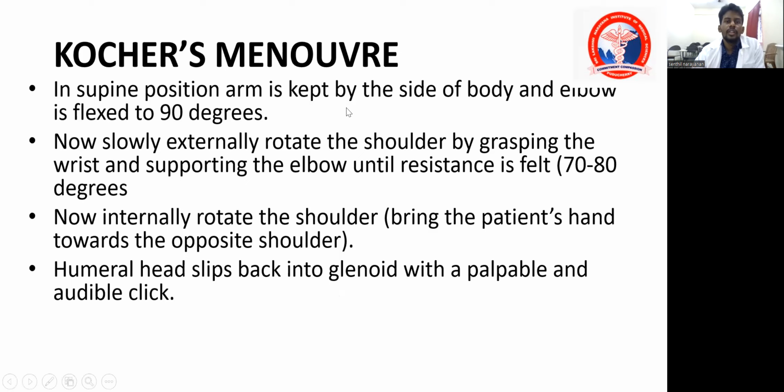In supine position, the arm is kept by the side of the body and the elbow is flexed to 90 degrees. Now slowly externally rotate the shoulder by grasping the wrist and supporting the elbow until resistance is felt. Now internally rotate the shoulder. Bring the patient's hand towards the opposite shoulder. A clunk is felt as the shoulder slips back into the socket.